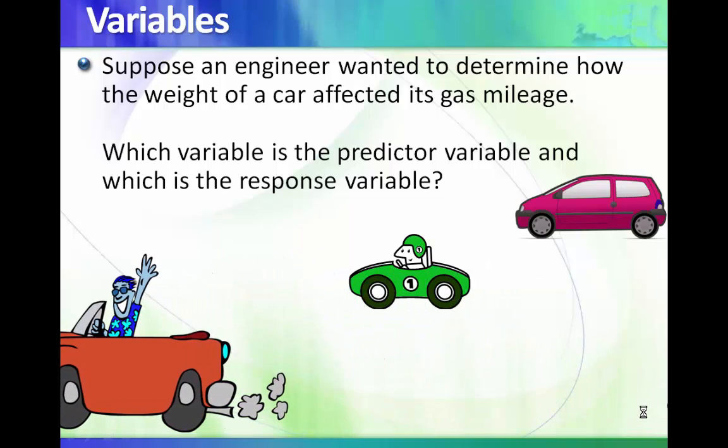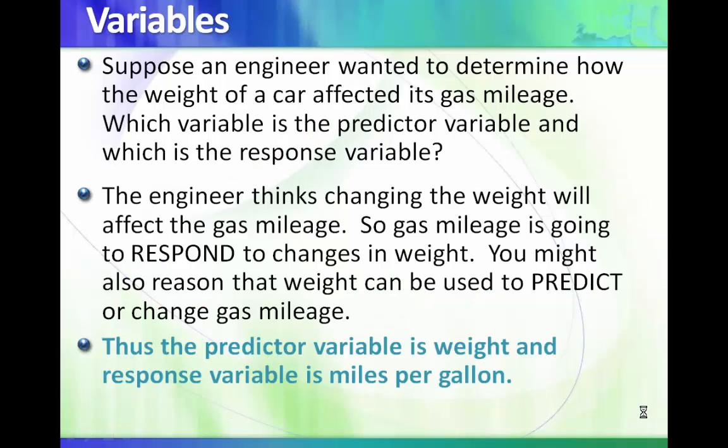Suppose an engineer wanted to determine how the weight of a car affected its gas mileage. Which variable is the predictor variable and which is the response variable? The engineer thinks changing the weight will affect gas mileage, so gas mileage is going to respond to changes in weight. You might also reason that weight can be used to predict or change gas mileage. Either way, the predictor variable is weight and the response variable is miles per gallon.